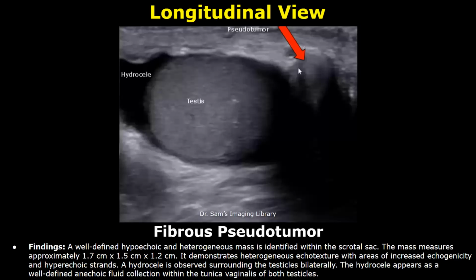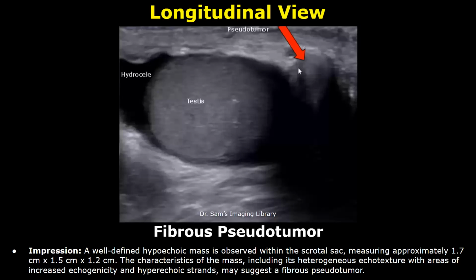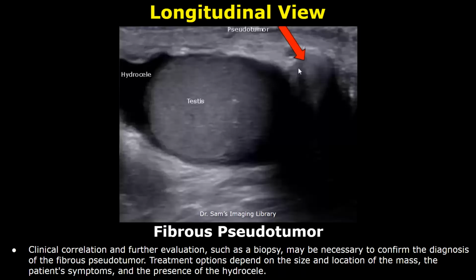You can write the main findings in the impression. These findings may suggest a fibrous pseudotumor. Clinical correlation and further evaluation, such as a biopsy, may be necessary to confirm the diagnosis of the fibrous pseudotumor.